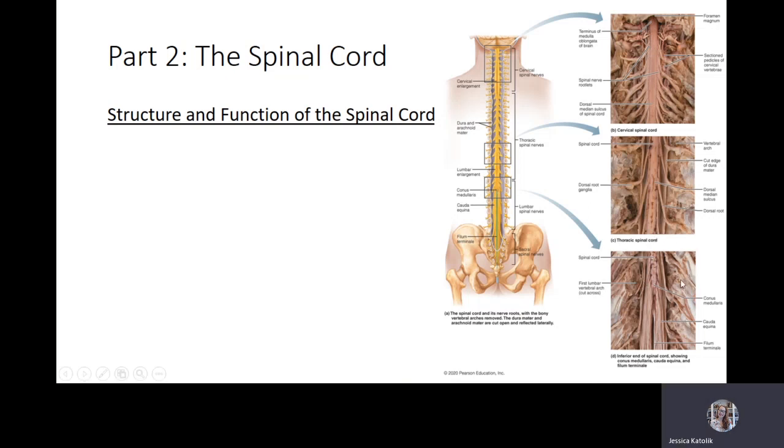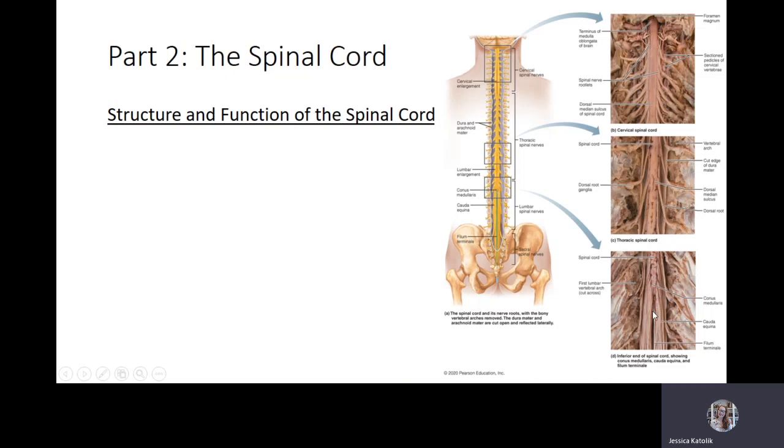Here, this is the most inferior portion of the spinal cord. This will be around L1 and L2. Over here, you can see the spinal cord forming almost a cone-like structure. This is the conus medullaris over here.